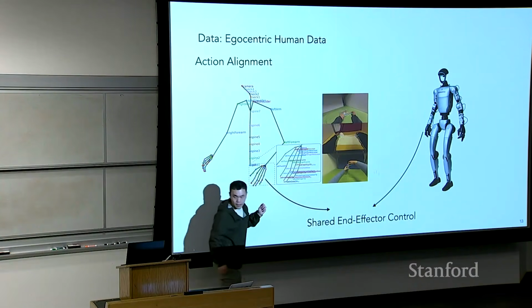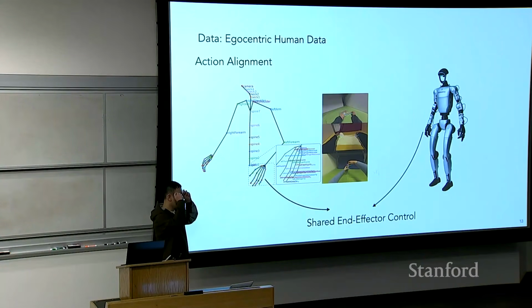But in our capturing device, we have two front-facing cameras and two down-facing cameras. The down-facing cameras can see pretty much the whole body, so you can use that to estimate the whole body motion. In fact, we use SAM3D to estimate the whole body motion.